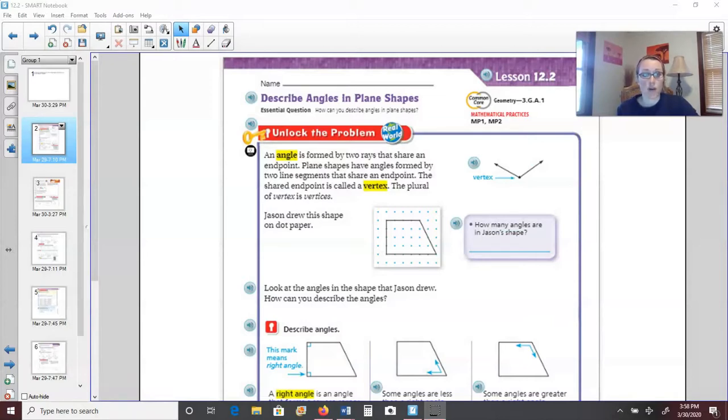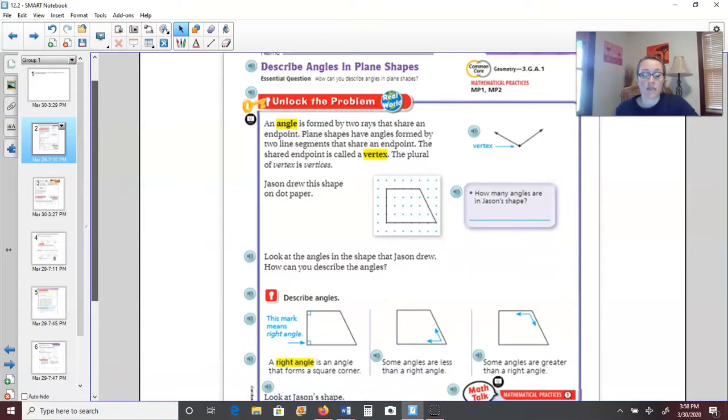All right, lesson 12.2 starts on page 703. We're going to describe angles in plane shapes. Remember, yesterday we learned that a plane shape is a flat shape on a piece of paper. It covers just one plane, a flat plane. So an angle is formed by 2 rays that share an endpoint. Remember, we learned about a ray yesterday, boys and girls. A ray is part of a line. It has an endpoint, though.